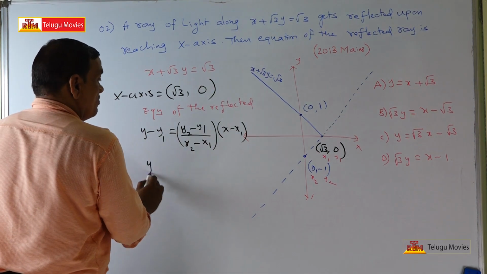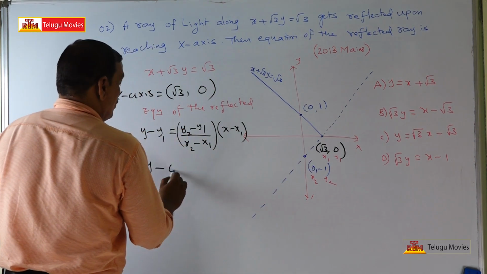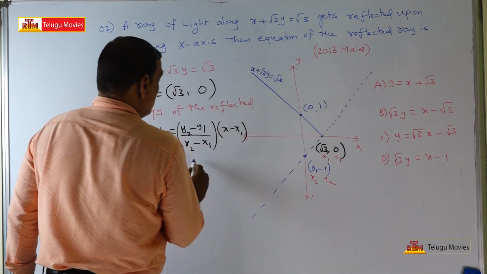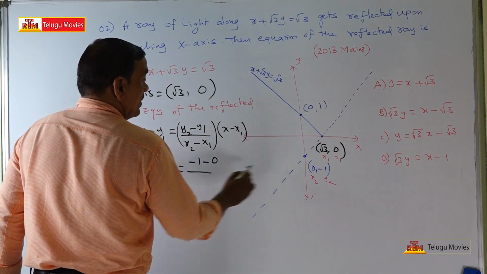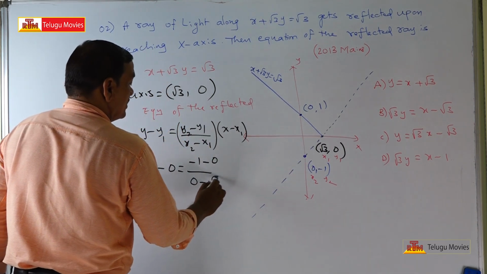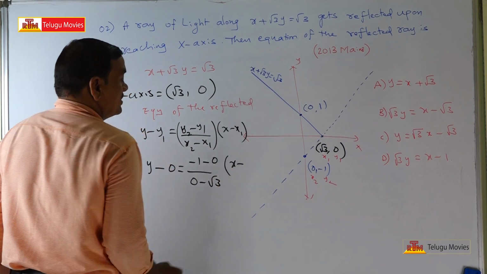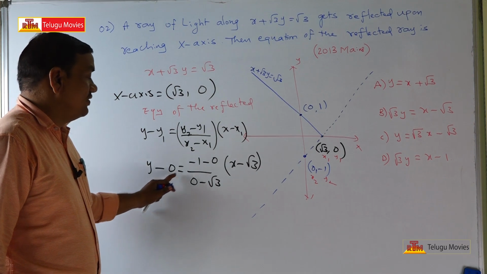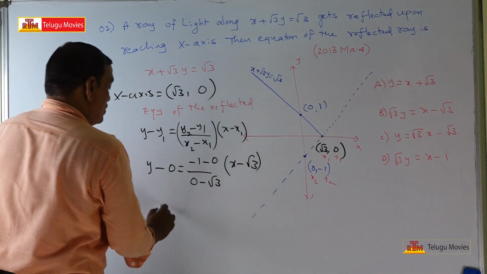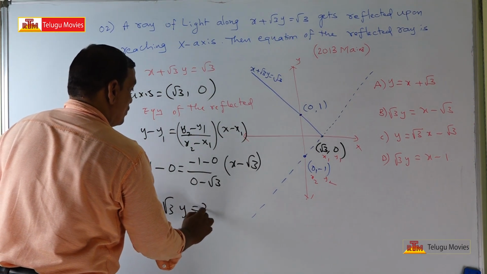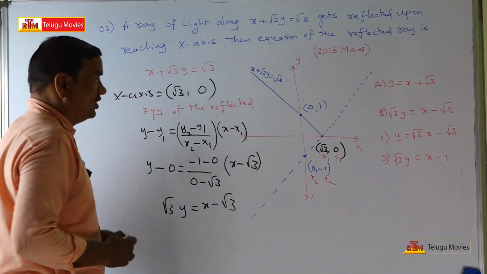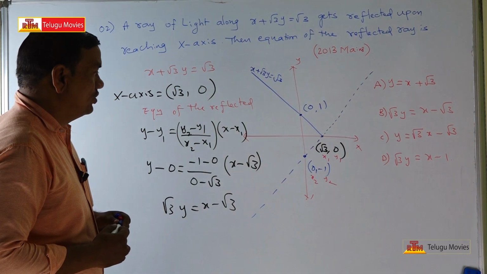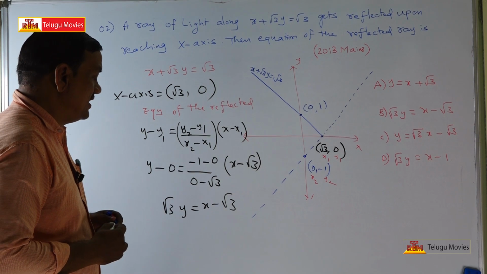So that means y minus y1, that is 0, is equal to (y2 minus y1) by (x2 minus x1), that is minus 1 minus 0 by 0 minus root 3, times x minus x1, that is root 3. Okay, now y minus 0, the minus gets cancelled. So this is equal to root 3y is equal to x minus root 3. Let us see where it is.